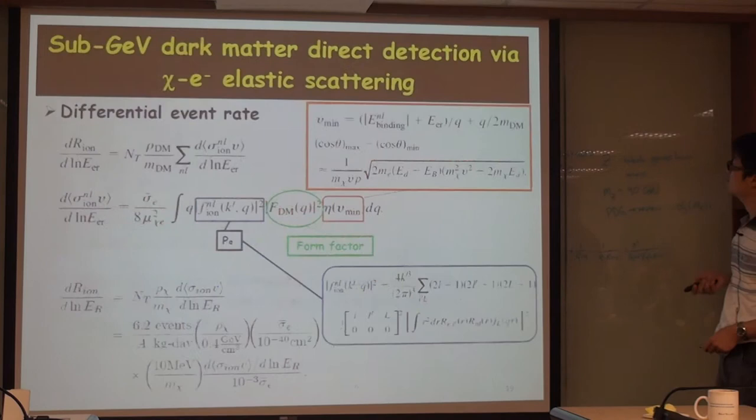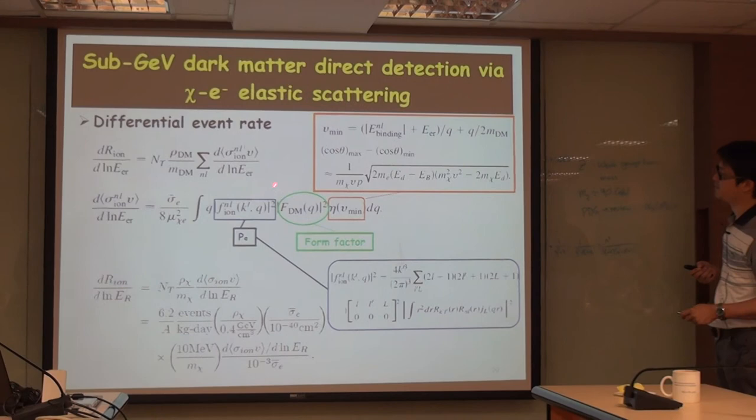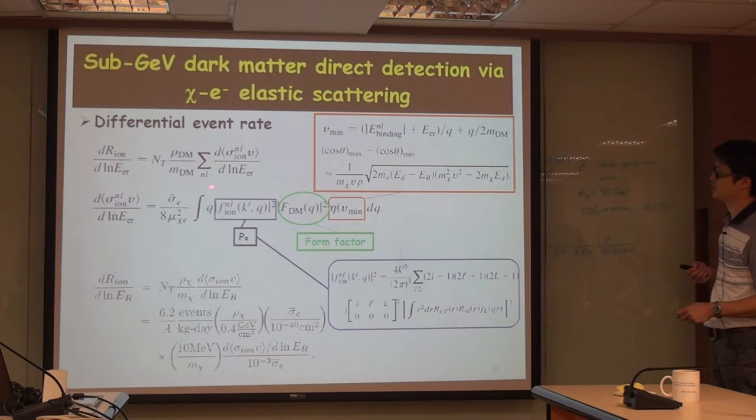So we will see this sub-GeV dark matter direct search via this χ-e scattering by XENON10. From the differential expression of the event rate, we see that they have several terms. One is from the velocity distribution, as well as this form factor. And the more important part for this electron cross-section would turn to this momentum distribution of particular materials.